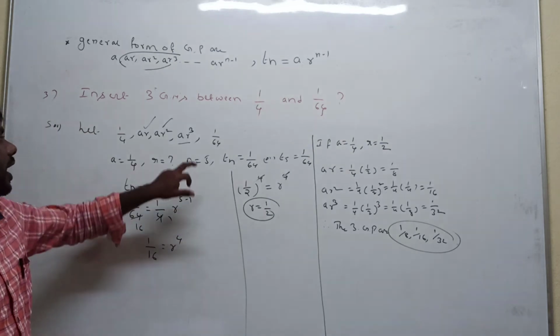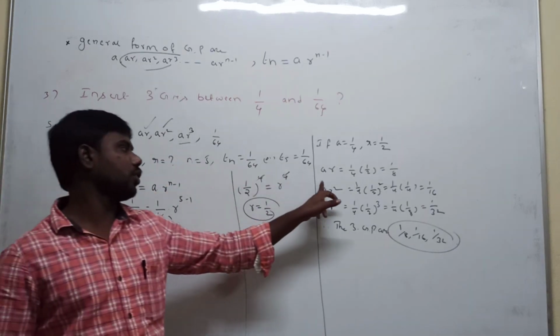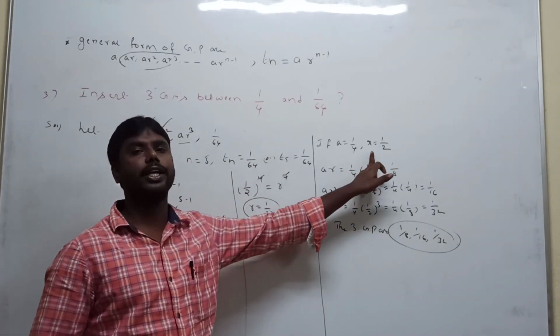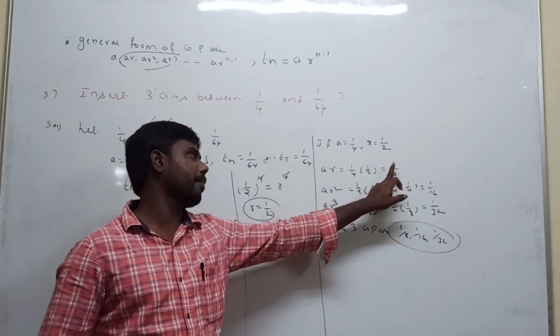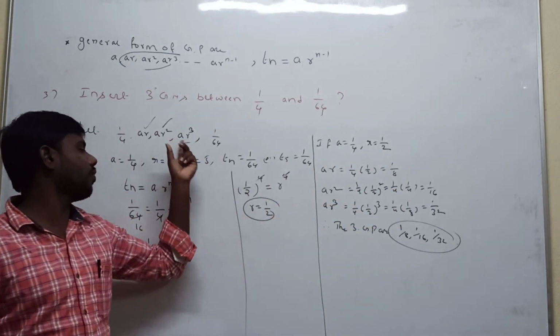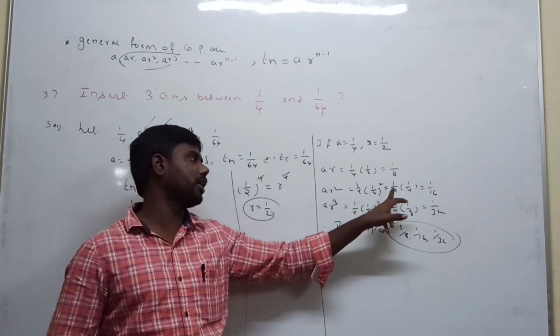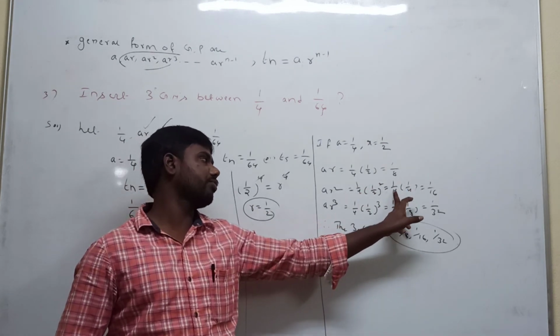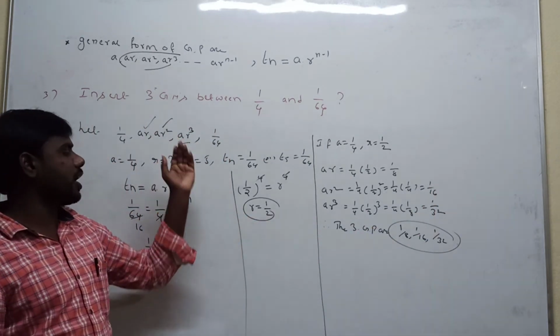Next, to calculate the 3 means: a value is 1 by 4, r value is 1 by 2. Product with the denominator, 4 into 2 is 8, so 1 by 8. Next element is AR square. So 1 by 4 into 1 by 2 whole square, which is nothing but 1 by 4. Denominator product 4 into 4 is 16, so 1 by 16. Next, the third element we are assuming is AR cube.